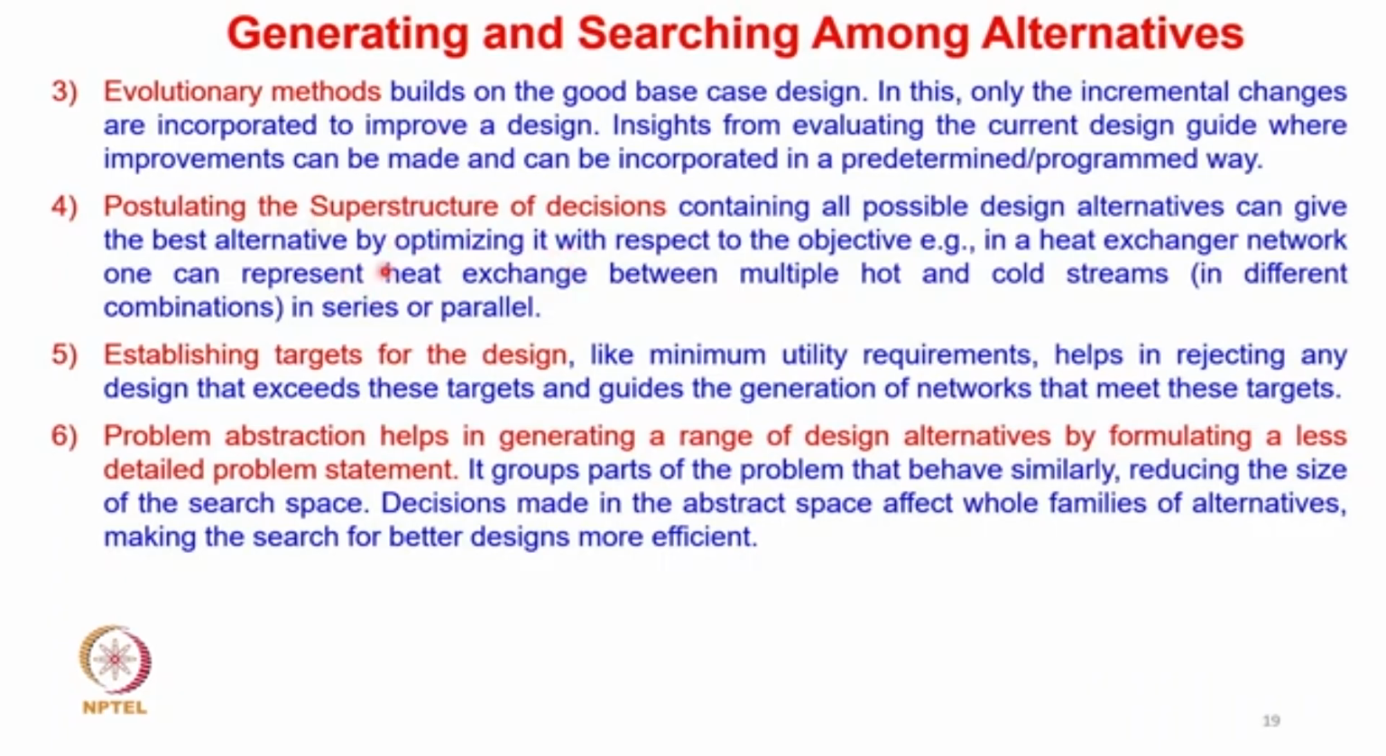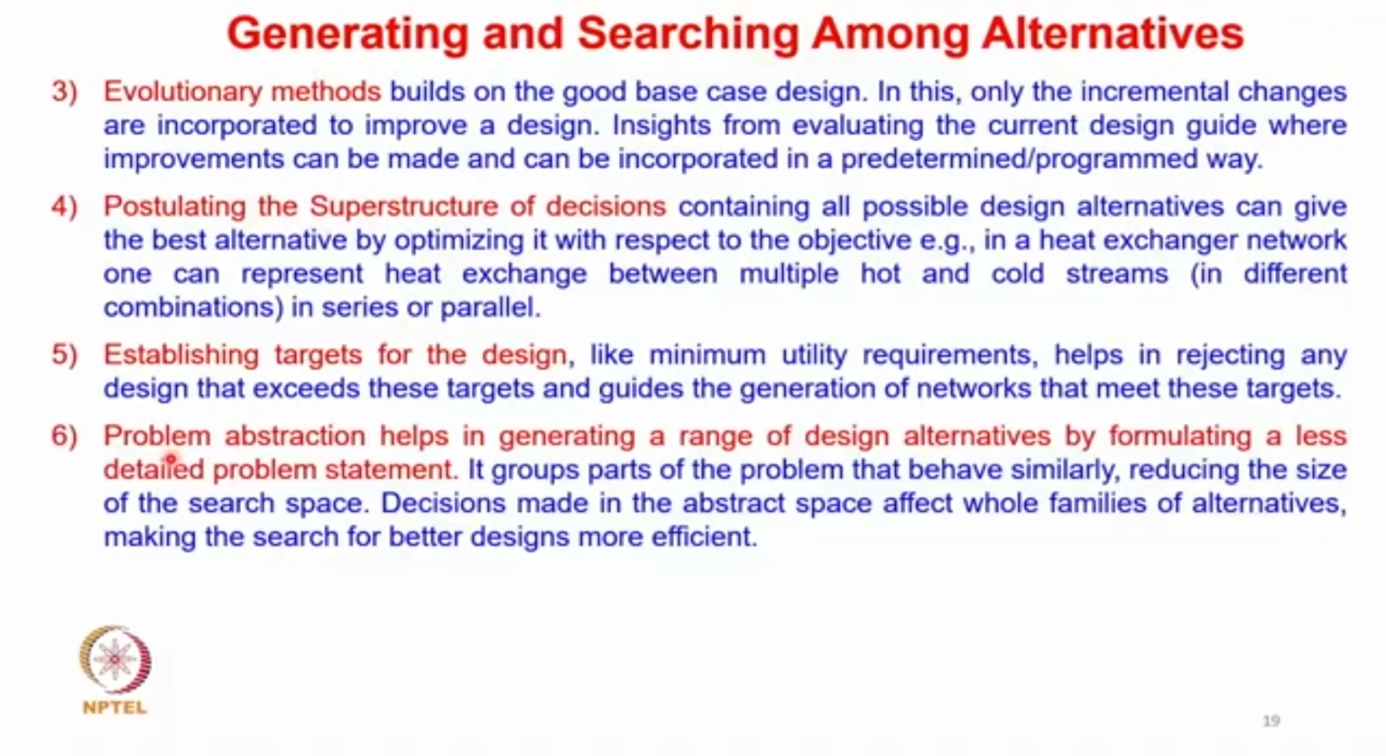obtained. So next important point is establishing the target for the design, like minimum utility requirements. This type of targets very often helps in rejecting the designs that exceed these targets and guides the generation of the network that meets this target. So a common example could be, if the amount of utility is higher than the minimum value specified, in such cases these designs are eliminated.